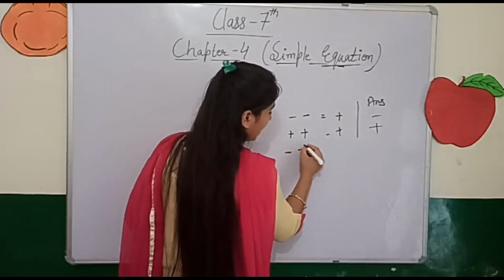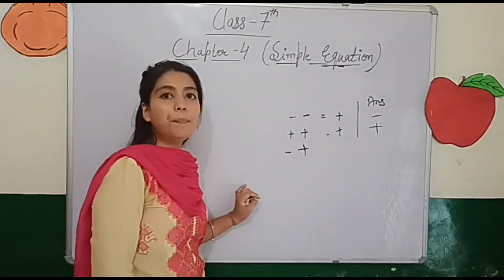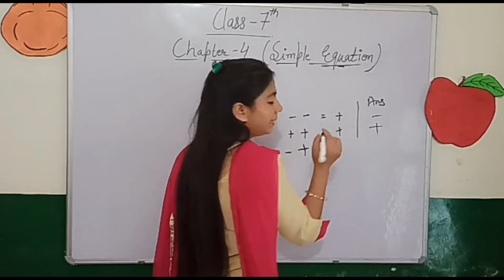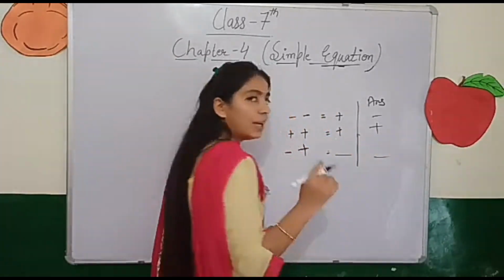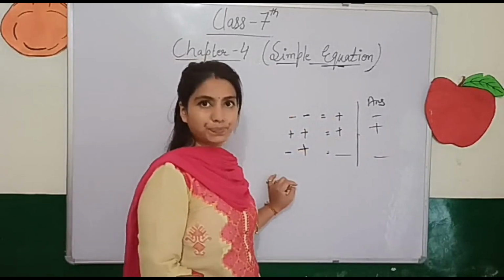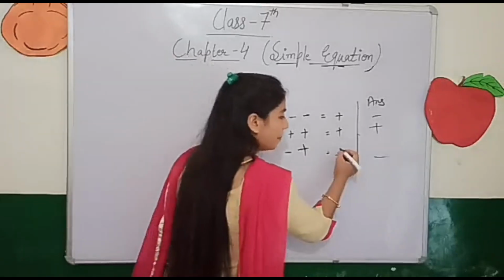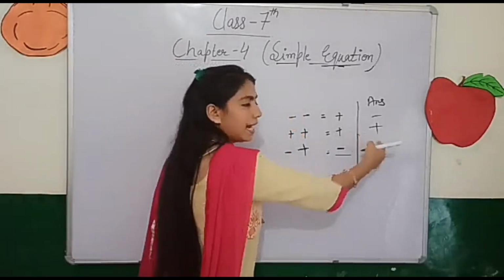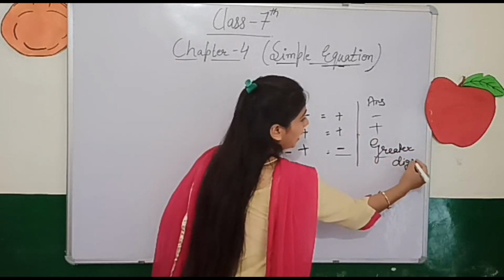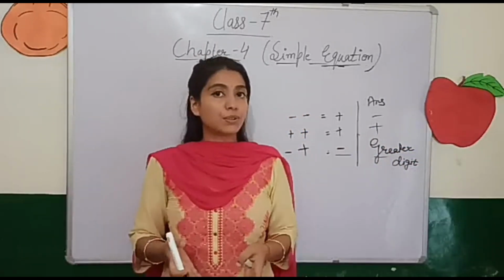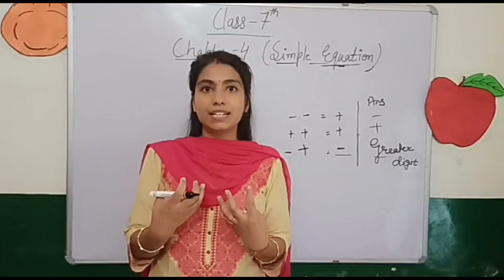When you have different signs, meaning one term minus and the second plus, then you may be in doubt about what sign will come in the answer, or exactly what you will do. Whenever there is a minus sign and a plus sign, you will do minus only, but in the answer there will be the sign of the greater digit. Obviously, like in your home also, whoever is elder has a little bit more responsibility.